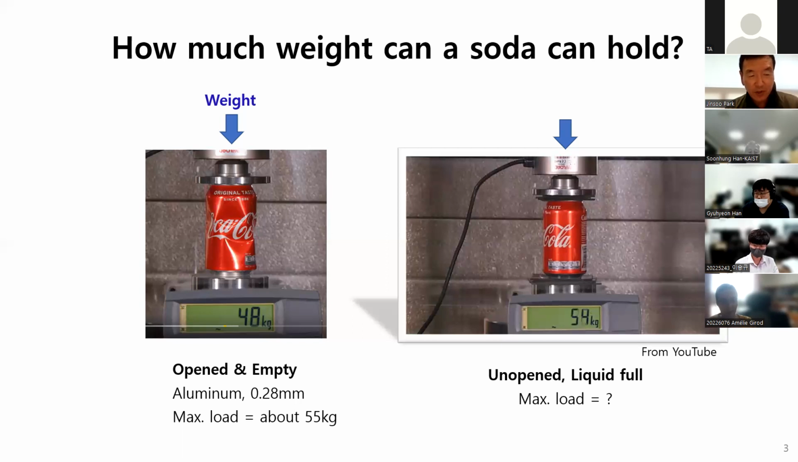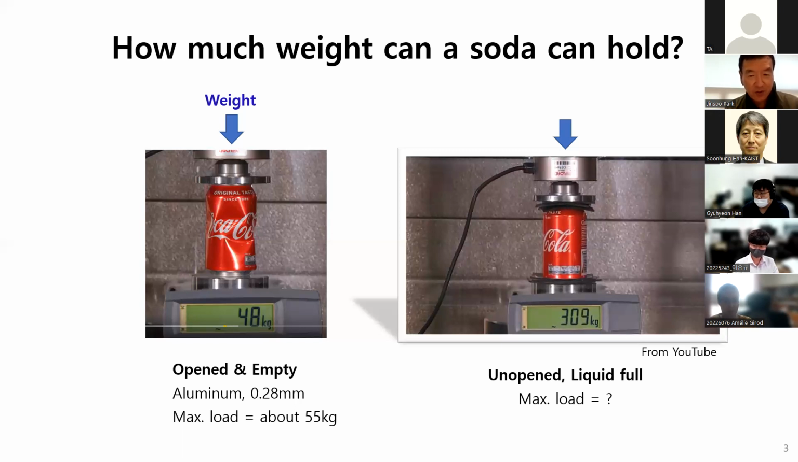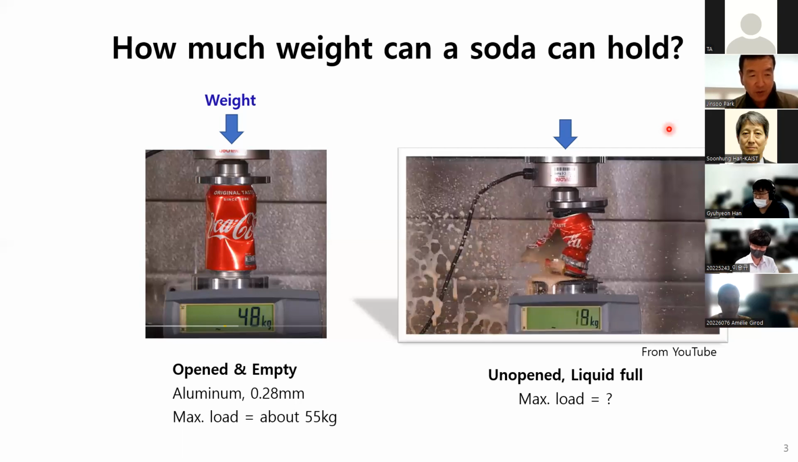Probably looks much stronger than the empty one. How much stronger? Can you guess? Twice? 3 times? Over 100. Whoa. Over 200. Oh. Over 300. Can you see the deformation ripples in the cylinder part? Oh, it's going to go! Oh, ruptures.